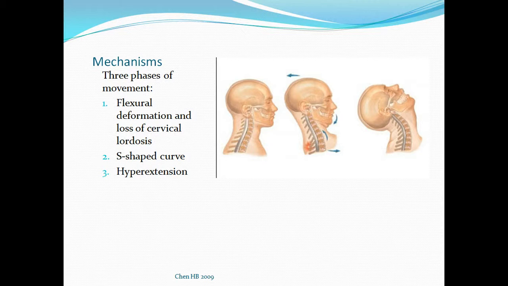In the first stage, there is a flexural deformation of the neck that is observed along with the loss of cervical lordosis. In the second stage, the cervical spine assumes an S-shaped curve as the lower vertebrae begin to extend and then gradually cause the upper vertebra to extend. During the final stage, the entire neck is extended due to the extension moments at both ends.